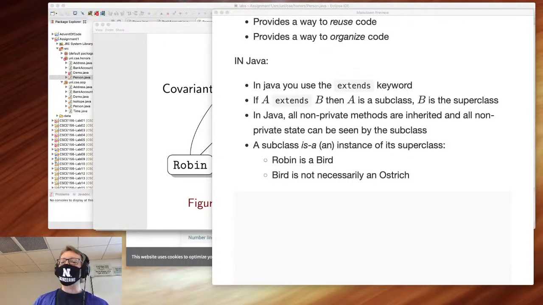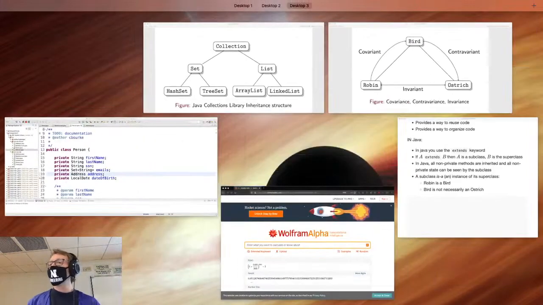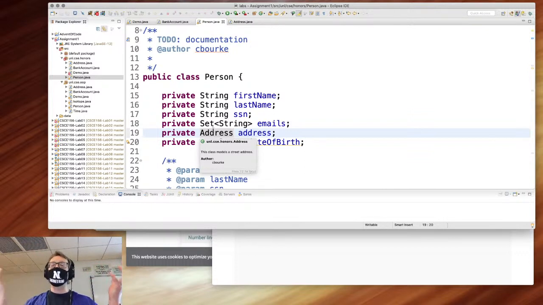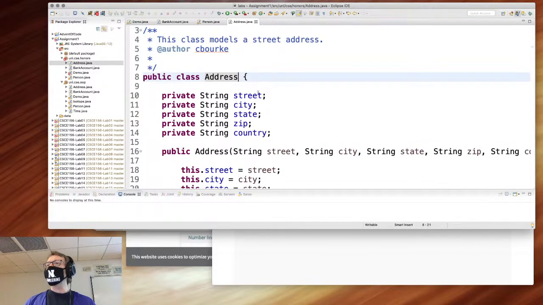Right? So inheritance follows an is-a relationship, but composition is has-a. Let's go back over here to this address. Is a person an address? No, that doesn't sound right. Is an address a person? No, that doesn't sound right either. So we don't have an inheritance relationship between these two concepts of a person and an address. Instead, what we have is a has-a relationship. A person has an address. The way that I've designed it here, does an address have a person?